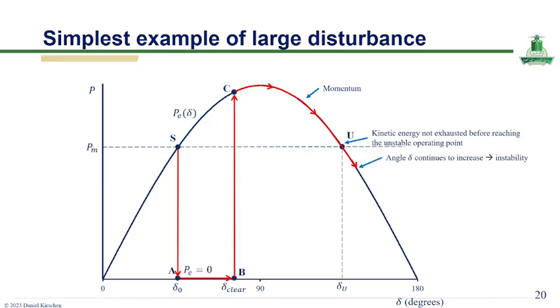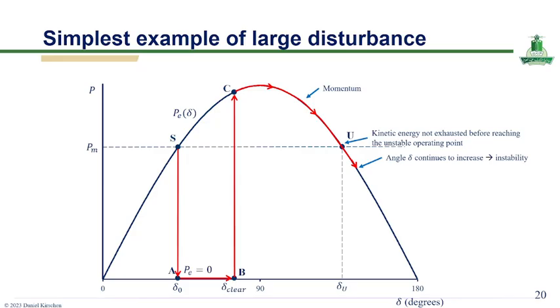So this slide demonstrates an unstable condition using the equal area criterion in transient stability analysis. After the fault, the rotor accelerates from point A to B as electrical power drops to zero. Once the fault is cleared at delta clear, the system enters the deceleration phase. However, the kinetic energy gained during acceleration is too large to be fully absorbed.